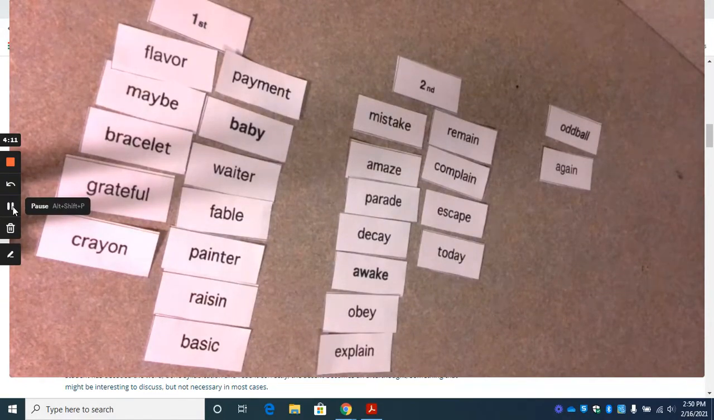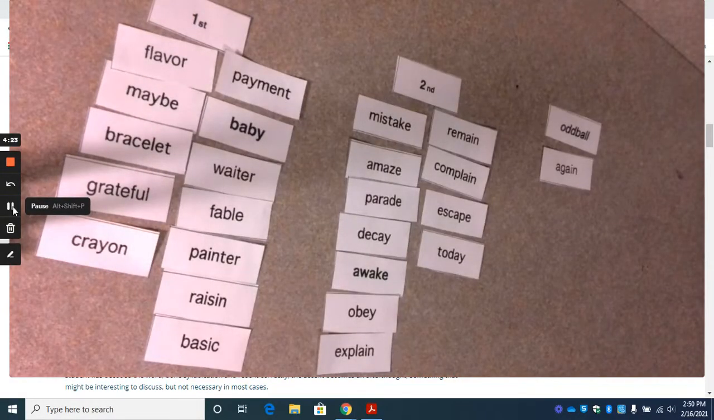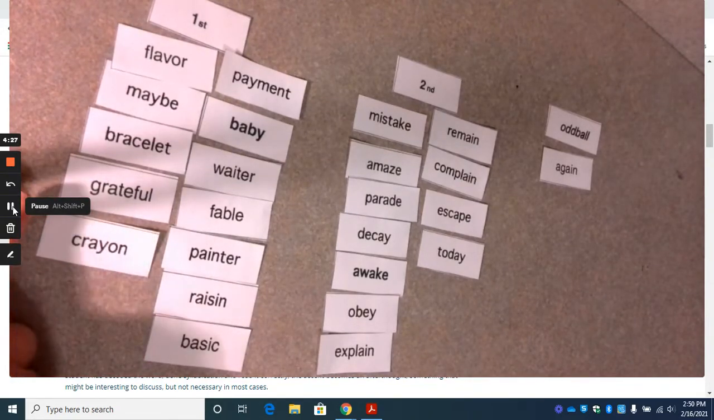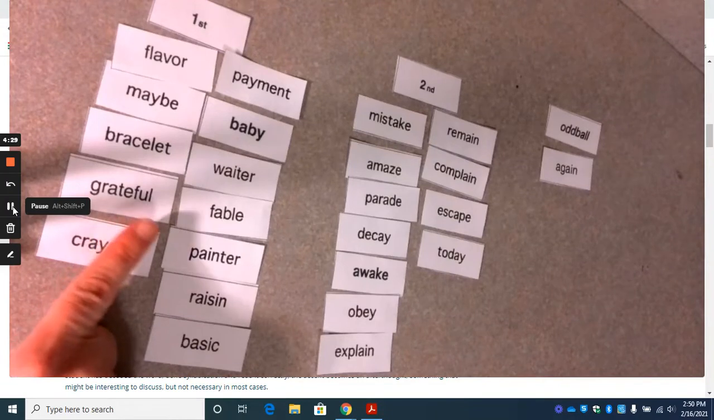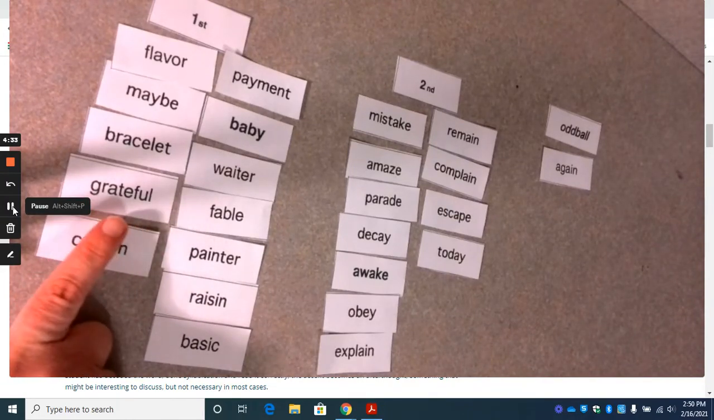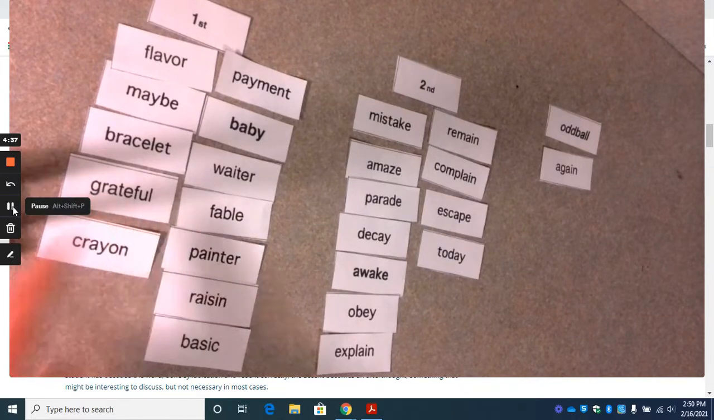Okay, friends. So let's go ahead and talk about some of these words before we wrap up today. Again, when we think about accented syllables, they're usually placed on the root word. So when I look at words like grateful, that's full of greatness, right? We've got that full suffix at the end. Noticing then our syllable that's accented is our base word.